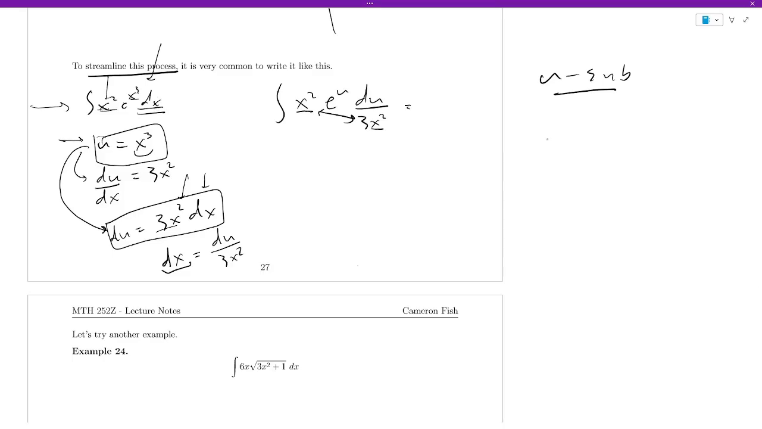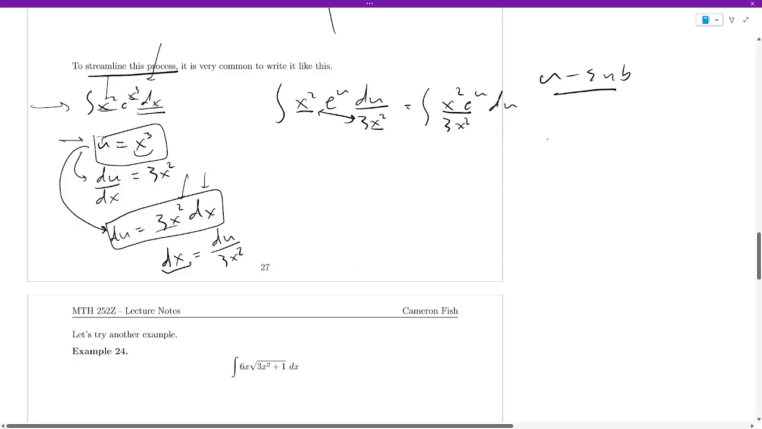So the x squareds cancel. What about the 3? Well, it's a 3 in the bottom, so that's the same as 1/3 times everything. I could write this as x squared e to the u. If you like, you can imagine shifting over that denominator. That's how fractions work. You can imagine this equally over 1 right here, but then it's a little more clear that these x squareds are going to cancel.